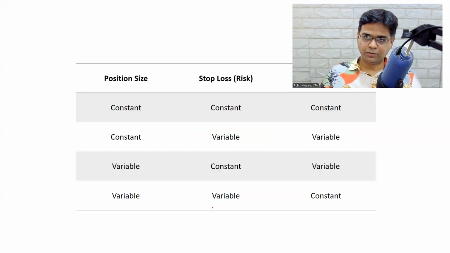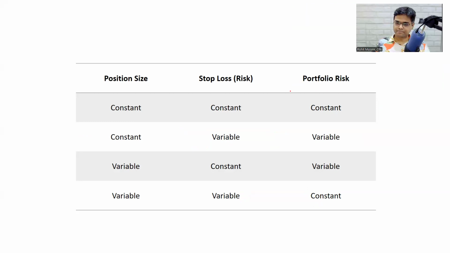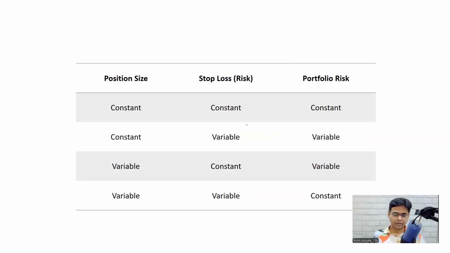So this is how it looks. Let's say this is the first system: position size constant, stop loss constant, portfolio risk constant. So let's say position size is 2.5%, stop loss is 8%. This portfolio risk is going to be 0.2%.